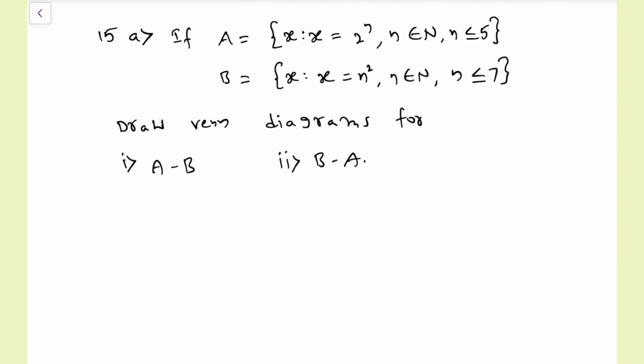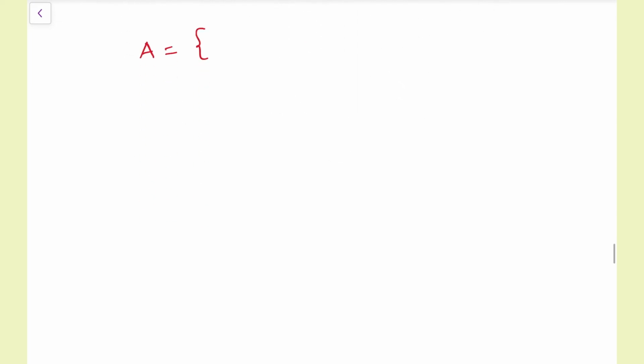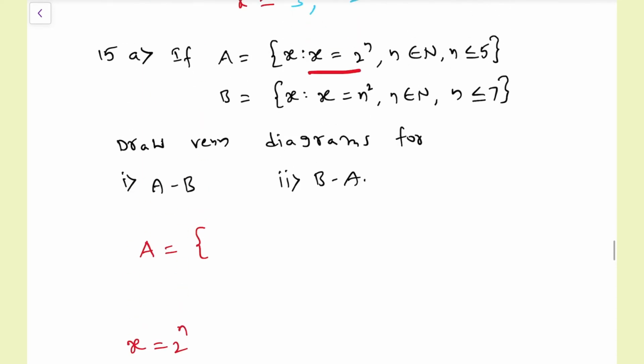Coming to question number 15a. If set A equals x such that x is equal to 2 power n, n belongs to natural numbers and n is less than or equal to 5. So first let us write the roster form for set A. What is it saying? X such that x is equal to 2 power n, right? And the condition he gave, n belongs to natural numbers, n less than or equal to 5, right?